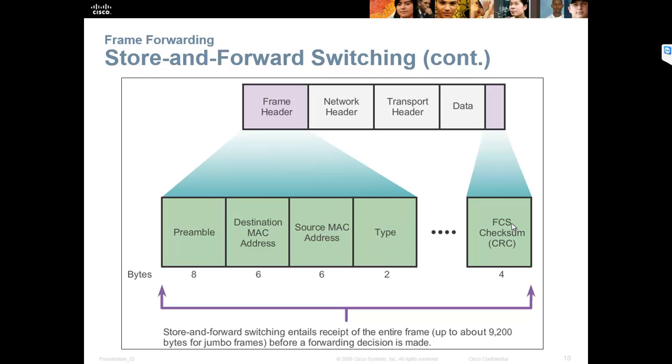And here they show if we're using jumbo frames, which I'll get into later. We talked about them in the first one, but we'll hit them again, I'm pretty sure. I need the whole frame. I need all the bytes before I can make a forwarding decision, because I need to compute that CRC to make sure the data is valid.